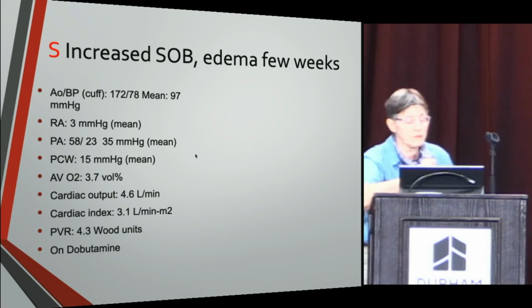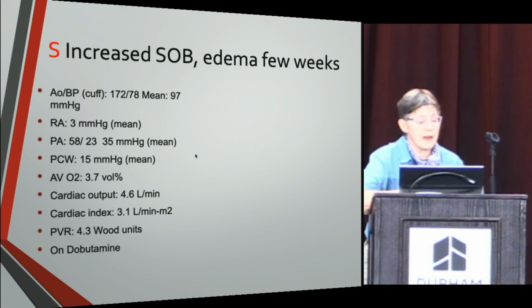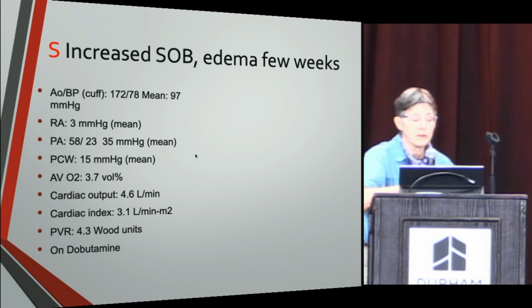Again, all right, this first lady I was just consulted about. This was her cath. So they did a cath and they called and said, hey, you need to come. The advanced heart failure team called me about this young woman. So this is her cath number. So her aortic blood pressure is high.